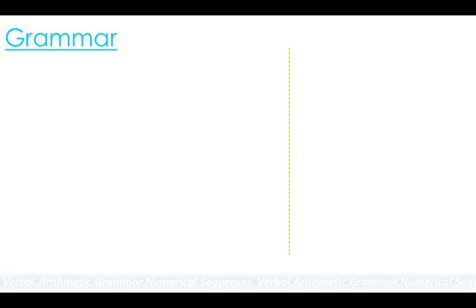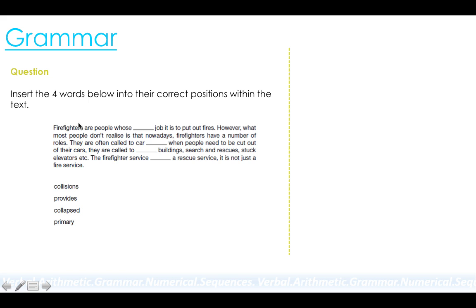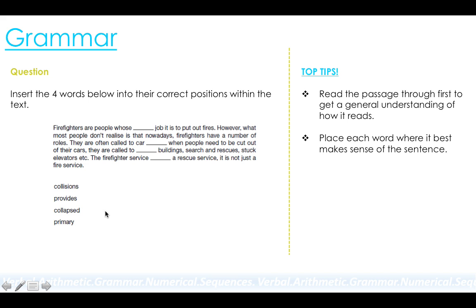So this consists of grammar. This question asks you to insert the 4 words below into their correct positions within the text. Here you have a passage, and here we have 4 different words. You need to find where each of these words will be placed in the text. A good way to understand where each word goes is to read out the passage out loud with one of the words and see whether it makes sense.